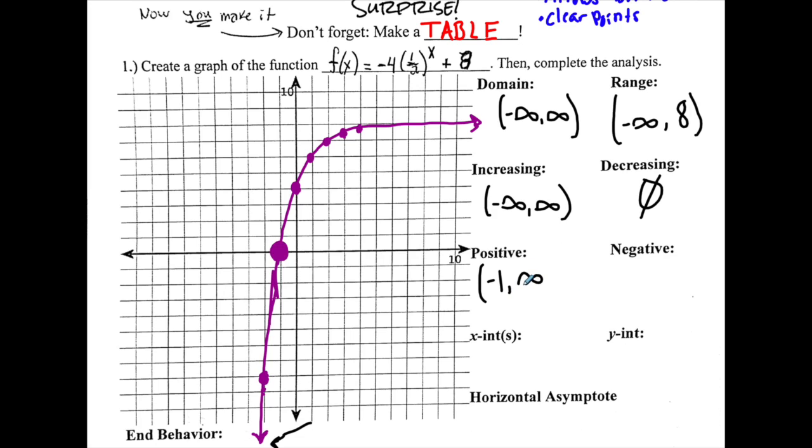And then so it's -1 to infinity. Where is it negative? From negative infinity to -1. And then the x-intercepts are -1, 0. And that's it. And the y-intercepts is 0, 4. And remember, the y-intercept, you're always plugging in 0.